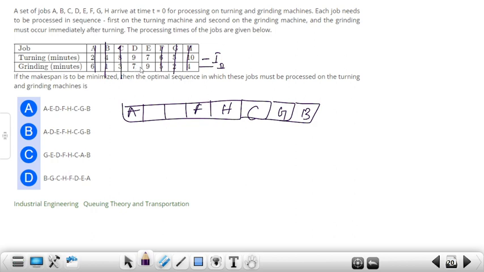Next 7, which is a turning operation on the first side, so put it on the left side. Next is only D, so the right sequence is AEDFHCGB. So option A is the correct answer.